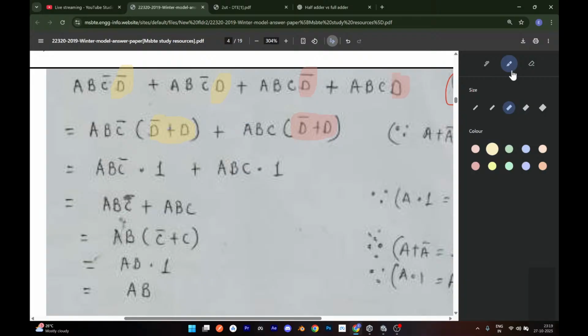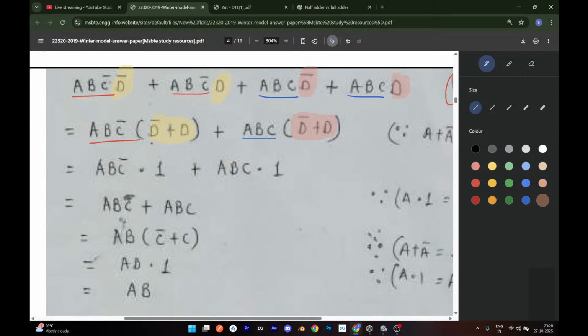After removing the common, what we did, this is common, correct? Which we have written here. After that, what else is common? So this ABC and ABC. So we have written here the basic logic, nothing else, okay?